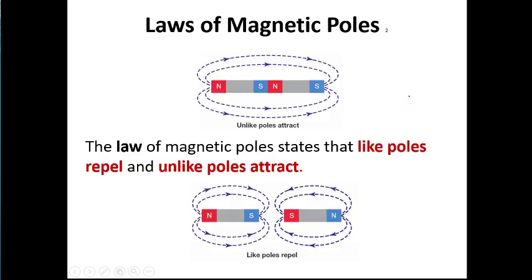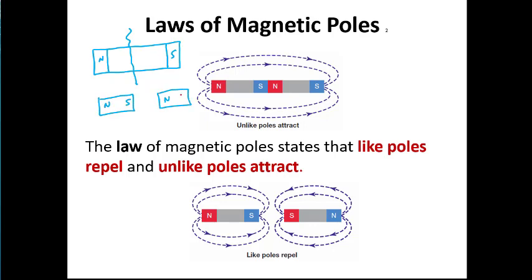All right, so let's look at the laws of magnetic poles. If we have a magnet, let's say we have a magnet here, what we would find is that at one end of the magnet there's going to be a north pole, and at the other end of the magnet, there's going to be a south pole. If we cut the magnet in half, we would end up with two magnets, both having a north pole and a south pole. So even if we were able to cut these magnets all the way down to the atomic level, we would still get a north pole and a south pole.